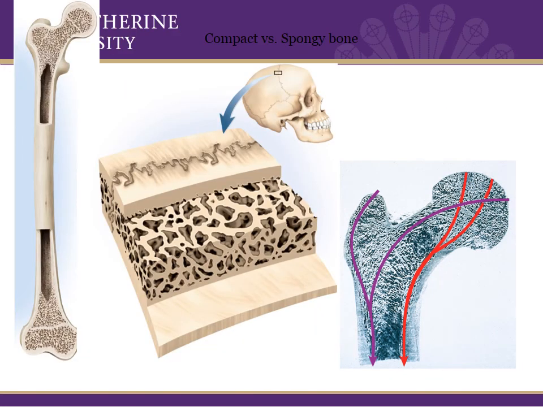Both types of bone tissue are found in all bones. Compact is the covering, spongy is the middle. I think of the 2 types of bone tissue as similar to an Oreo cookie. The compact bone would be the chocolate cookie part, and the spongy bone would be the filling inside.